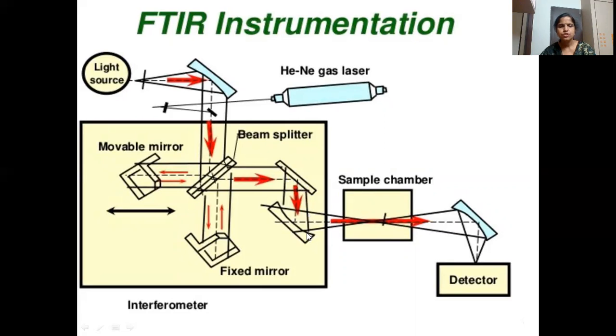When it is made incident onto the sample, the sample will absorb some of the radiations and the other radiations will be transmitted out. When these transmitted radiations fall on the detector, the signal is detected, and the detector is connected to a recorder where the spectra is recorded. So this is the block diagram of FTIR instrumentation.